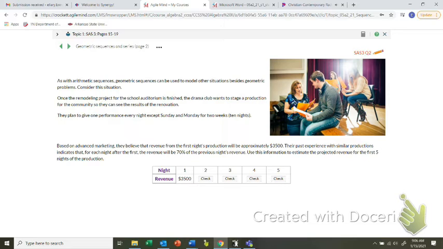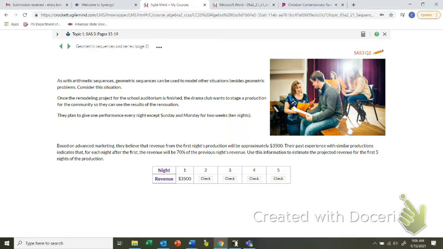It says, based on advanced marketing, they believe the revenue from the first night's production will be approximately $3,500. So what is the first term? What are we going to make that first night? $3,500. Then it says their past experience with similar productions indicates that for each night after the first, the revenue will be 70% of the previous night's revenue.